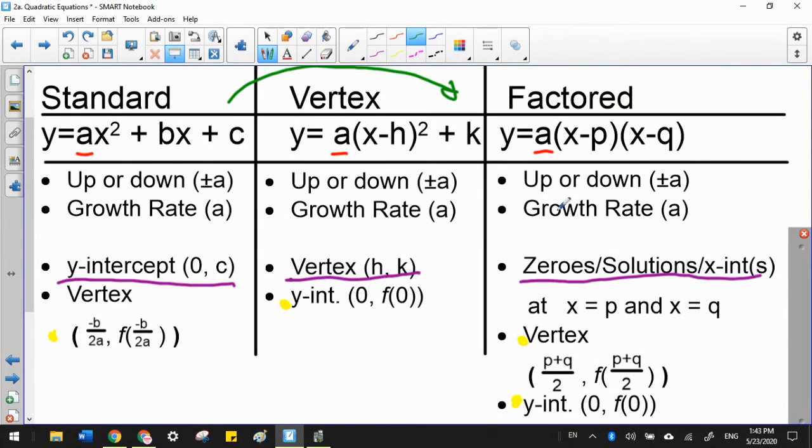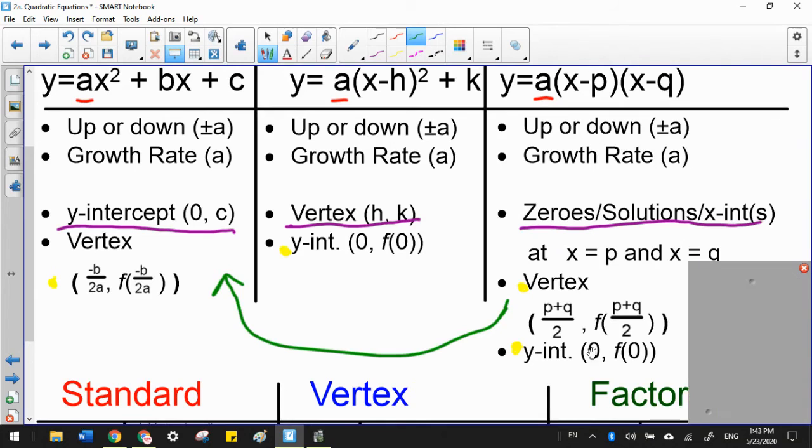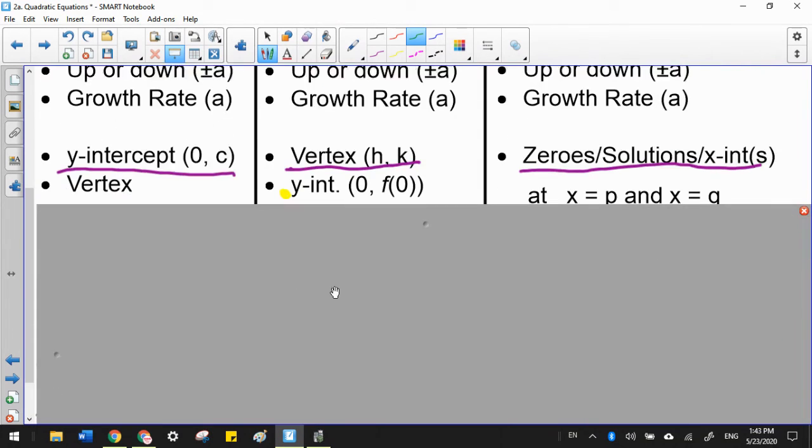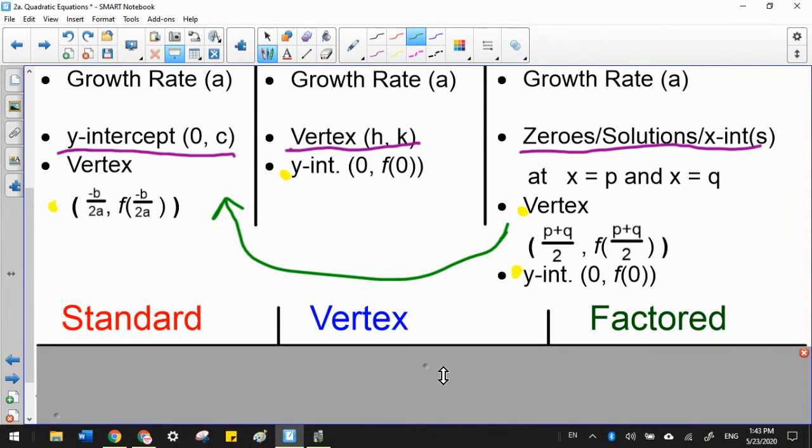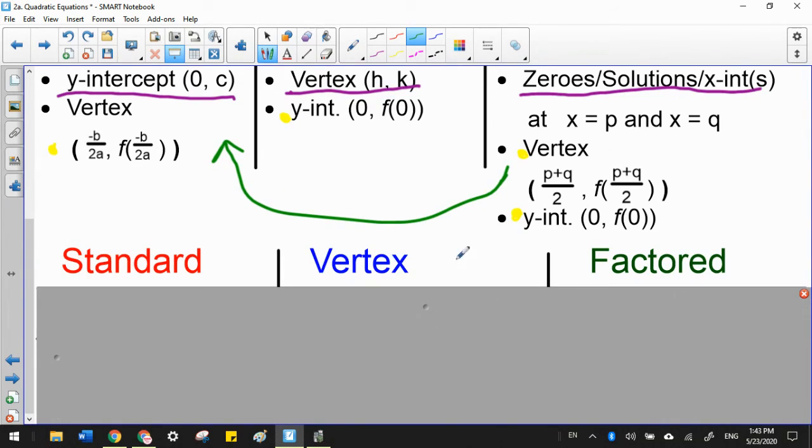There are going to be times where you have factored form, and you want to see what it looks like in standard form. So then you want to rewrite this equation to match that form. And for that, I have a chart that shows you how to convert from one form to another. So we have standard form, vertex form, and factored form.